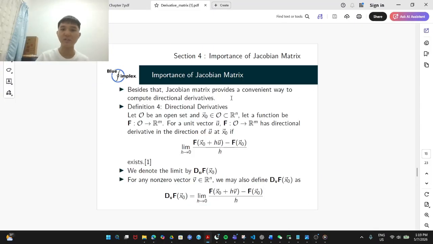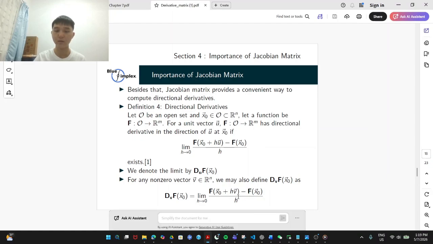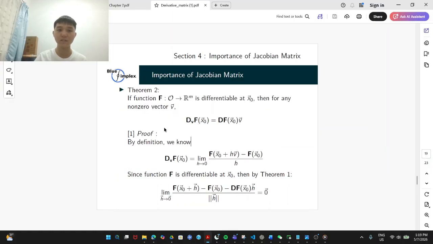Besides that, the Jacobian matrix can also be used to compute directional derivatives. This is the definition: for any non-zero vector v, we can define this one as equal to this one. It is similar to the partial derivative, but here the vector v is non-zero. This is theorem 2. If the function f is differentiable at vector x naught, then for any non-zero vector v, this equals this one, and we need to prove this one.